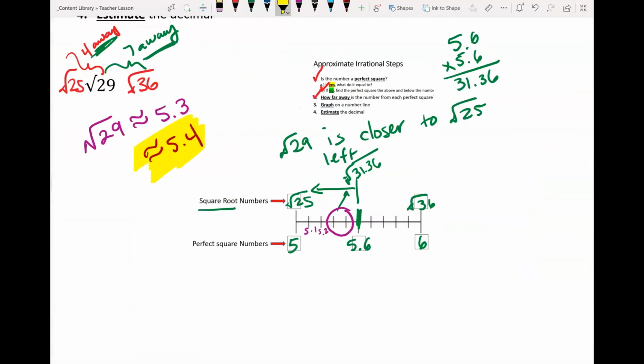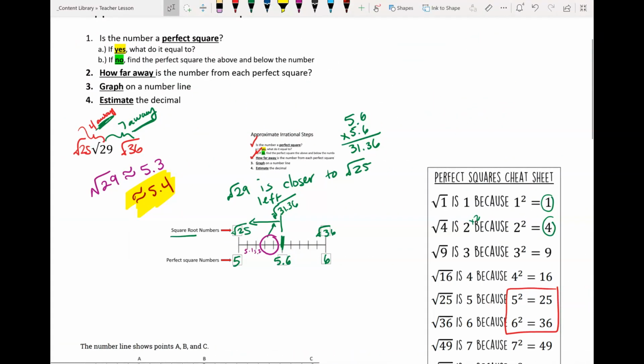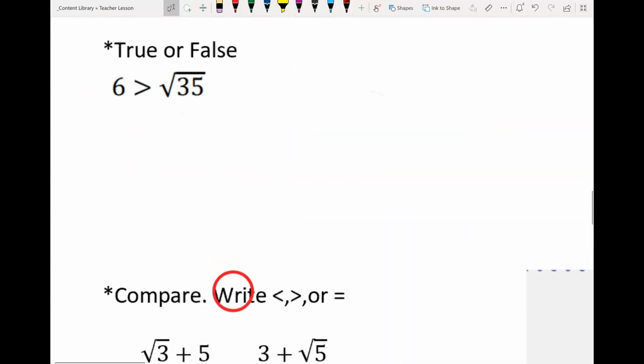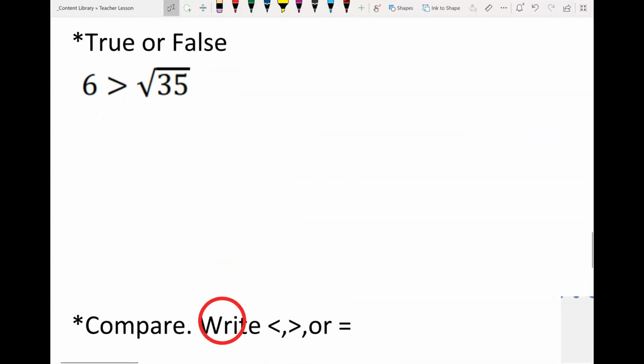Moving on today, you are going to be comparing numbers. And comparing numbers, we're going to start with this first. Ask yourself, true or false? Is 6 greater than the square root of 35?